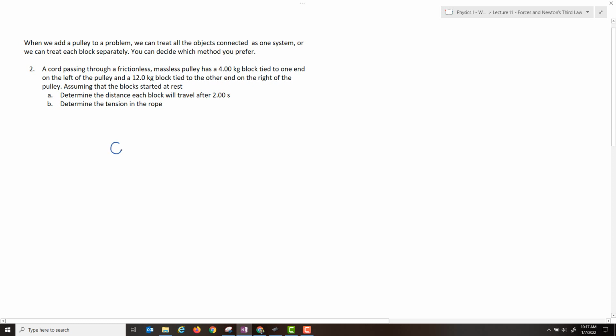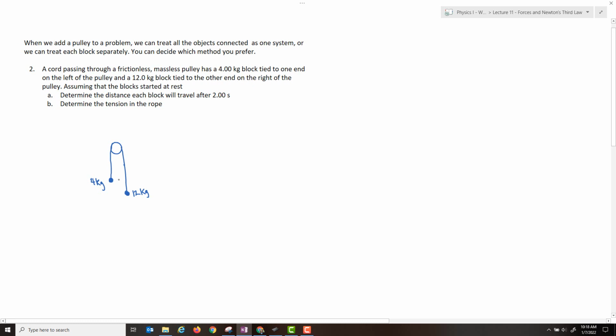So here's our pulley, and we've got a rope. Here's my block. Okay, I'm just representing it as a dot. So it has a 4 kilogram block. I'm just going to write 4 kilograms here on one end, and we have a 12 kilogram block on the other end. Assuming that the blocks start at rest, determine the distance each block will travel after 2 seconds.